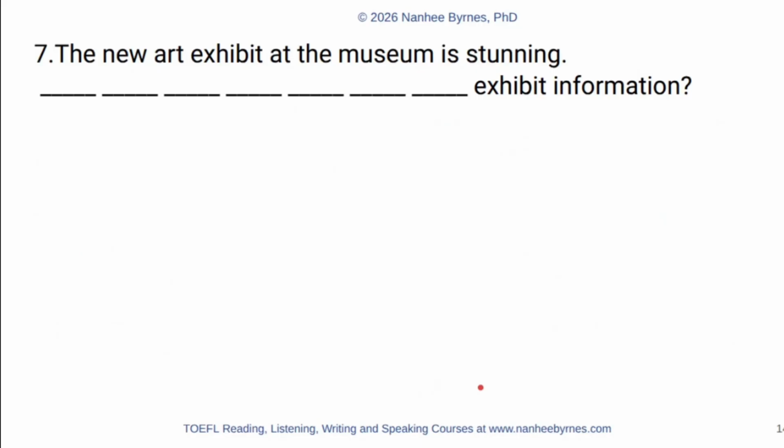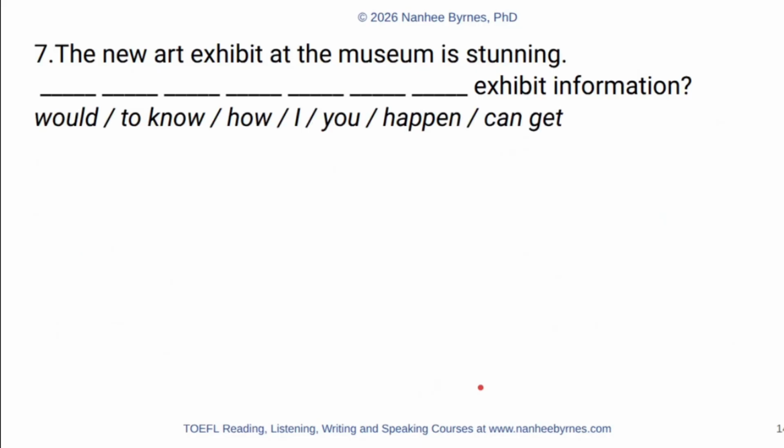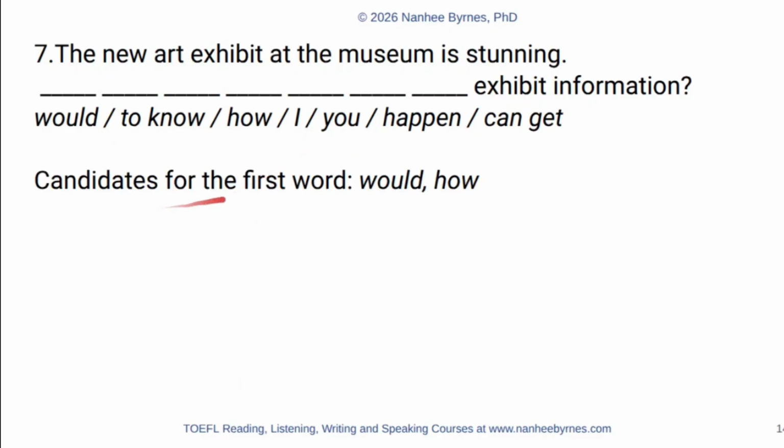Words given: would, to know, how, I, you, happen, can, get. With I, you, would, and can get, it's a little challenging to see what the sentence is about. So let's first see which word can begin the sentence. Because of the question mark, the only two candidates are would and how. Let's test whether how works.